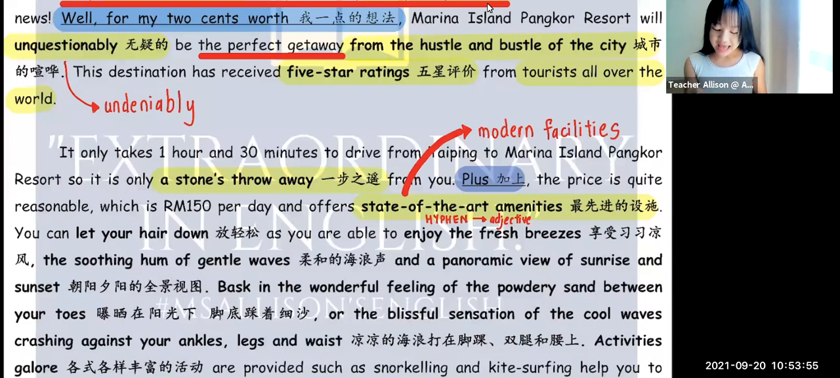So moving on. And offers state-of-the-art amenities. You can let your hair down. Another very suitable idiom. You can let your hair down, you can relax, you can relieve stress, as you're able to enjoy the fresh breezes, the soothing hum of gentle waves, and a panoramic view of sunrise and sunset. So you're thinking, wow, that's a handful of vocabulary, but don't worry, I'll discuss with you step by step.